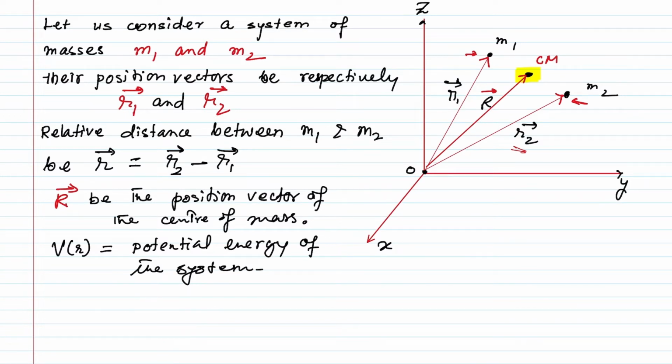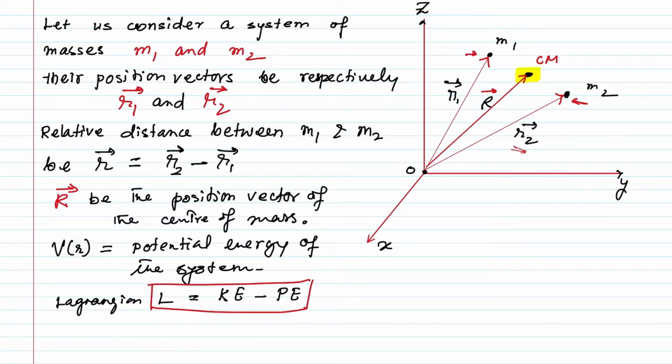Now we know the Lagrangian L is given by kinetic energy minus potential energy. We know this relation. So what will be the kinetic energy of this system? As we have two particles here, m1 and m2, what will be the kinetic energy of these two?